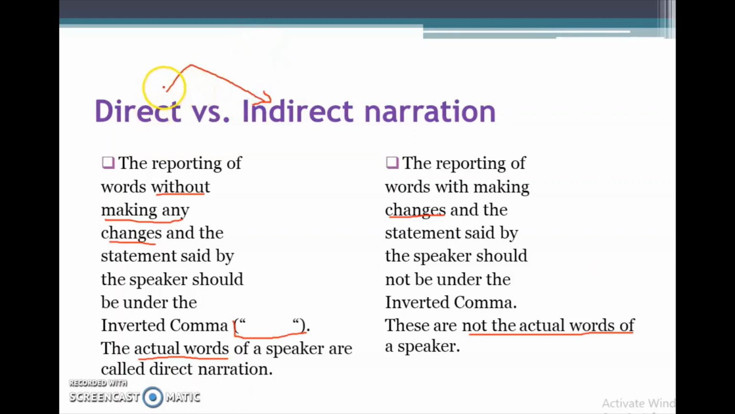In direct narration, we use the actual words of the speaker, and in indirect narration, we alter or change the words of the speaker, but the message or theme of the narrator remains the same. We just make some changes in the statement. We don't use the actual statement in indirect speech. Let's move towards the next slide.